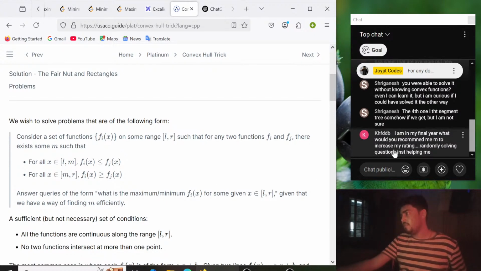I'm in final year. What would you recommend me right now to increase my rating? Randomly solving questions isn't helping me.